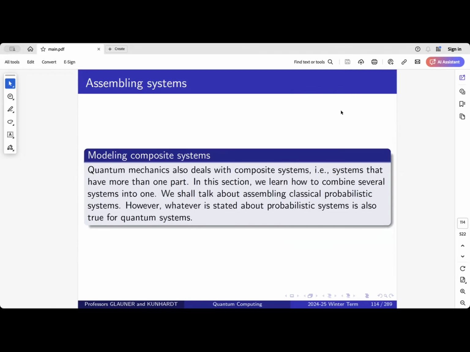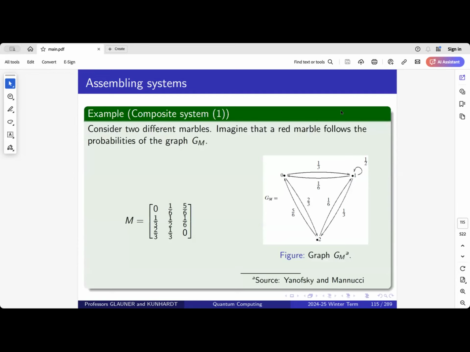There's one last principle that we will need for systems. So we've started with deterministic systems, then built probabilistic ones, and then quantum ones. And now we want to assemble systems, which means we want to have composite systems, which are larger systems built from smaller systems. And we will do this in this course now. Just to keep this as simple as possible, we're going to use probabilistic systems, but it works exactly the same for quantum systems. I just want to keep the numbers as simple as possible.